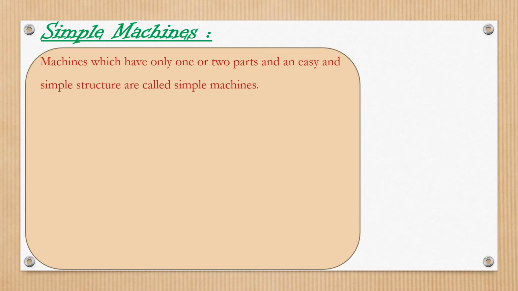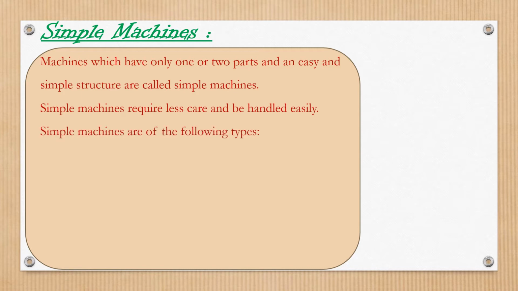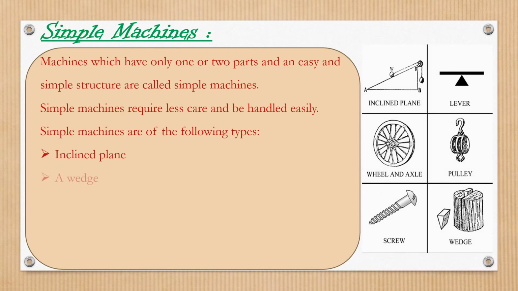Now students, what are simple machines? Machines which have only one or two parts and an easy and simple structure are called simple machines. Simple machines can be handled easily and there are fewer chances of these machines breaking down or getting damaged. Simple machines are of the following types: inclined plane, wedge, lever, pulley, and wheel and axle.